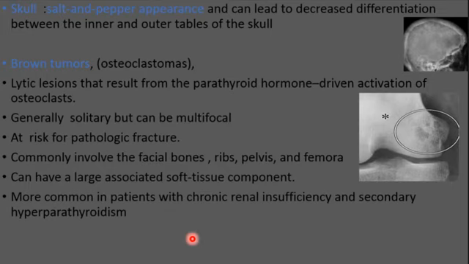Generally, they are solitary, but it can be multifocal. They are at risk of pathological fracture and commonly involve the facial bones, ribs, pelvis, and femora, and can have a large associated soft tissue component. This is also called a brown tumor. More common in patients with chronic renal insufficiency and secondary hyperparathyroidism.